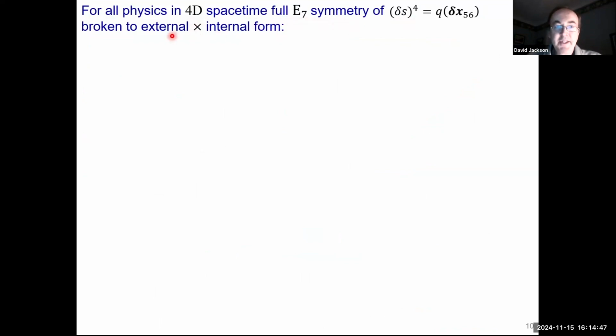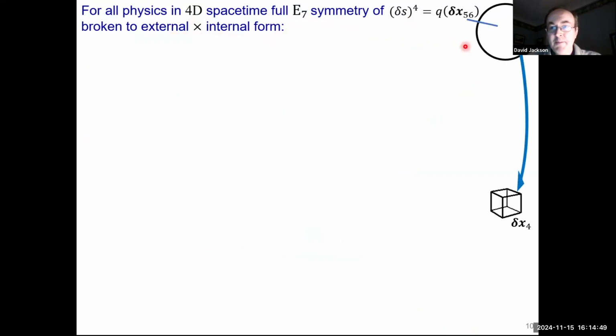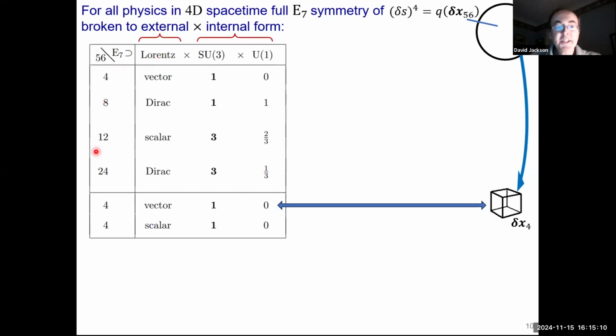time, this gets broken down to the external and internal form by taking these original 56 components and pulling out 4 of them. So we have the Lorentz symmetry acting on the external space-time. We identify, it just comes out in the mathematics, an internal SU3 cross U1 symmetry. And then we can look at how these 56 components transform under this broken symmetry. And we get something like this.